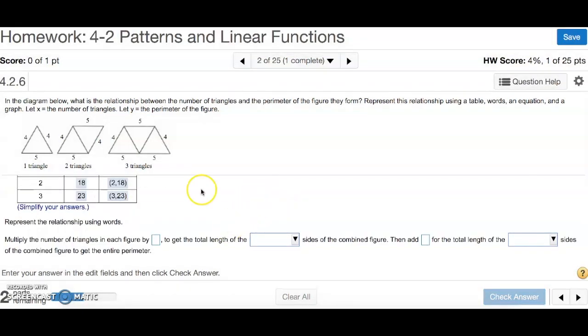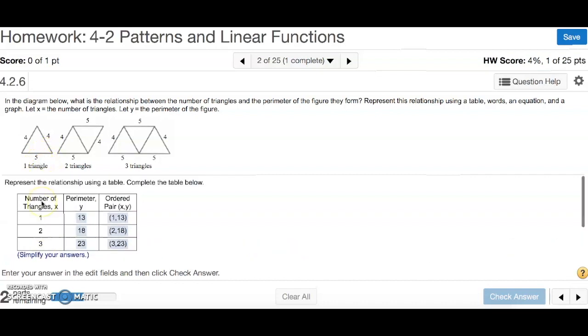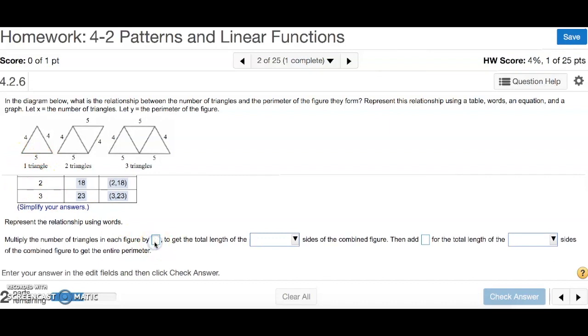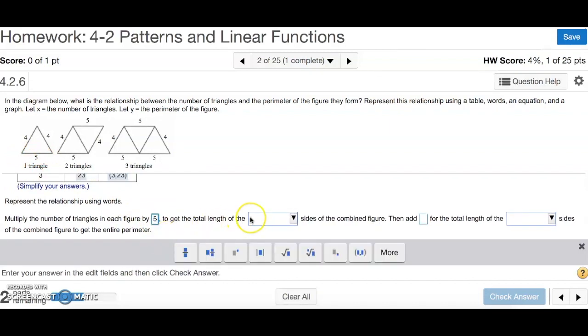Good, so now we are representing the relationship using words. It says multiply the number of triangles in each figure by. That's always going to be in the terms of our triangle, the top and bottom sides being added up. So if you look at the first triangle, the bottom side is just 5. That's what we're multiplying by. And it gives you the total length of the top and bottom sides.